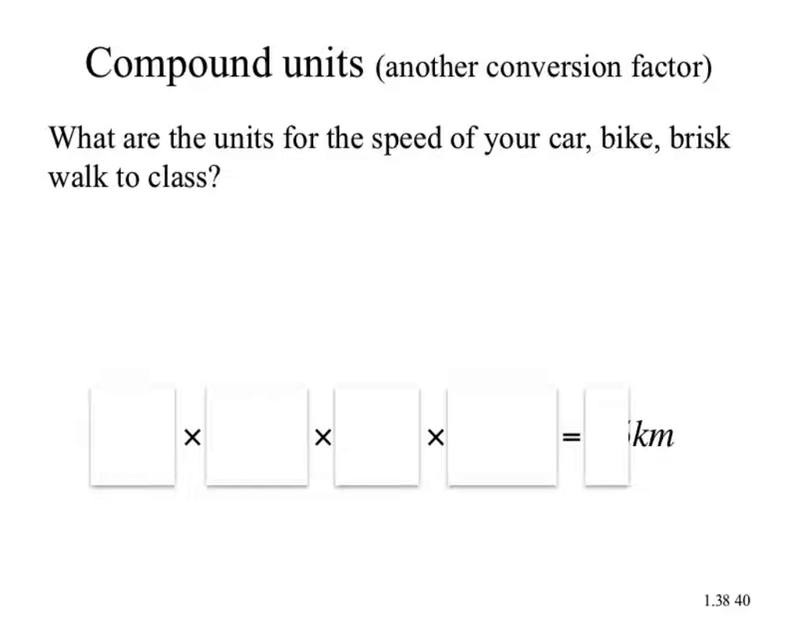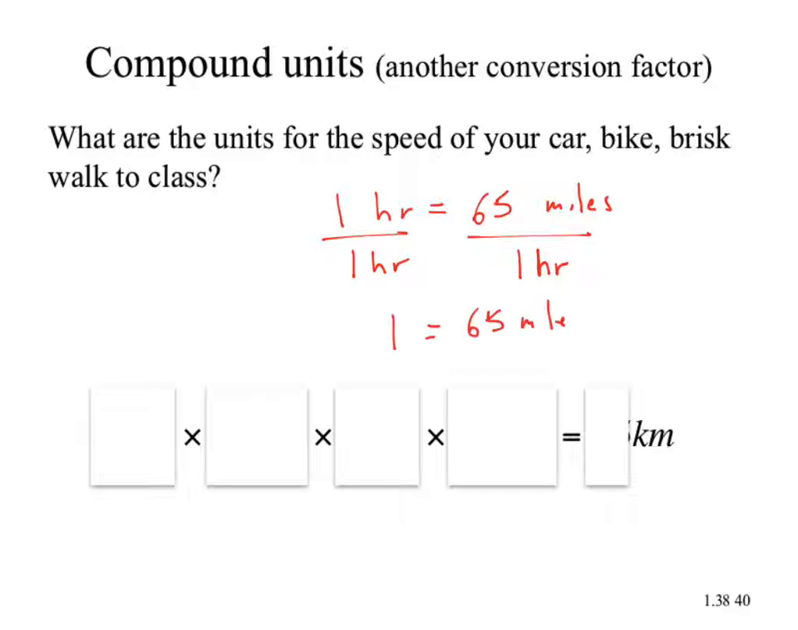Miles per hour. What does that mean mathematically? We have the English. What does that mean? In 1 hour, I have 65 miles. Well, that doesn't look like MPH. How do I get MPH? Divide both sides by 1 hour, and I get 1 equals 65 miles per, there's the division, 1 hour.